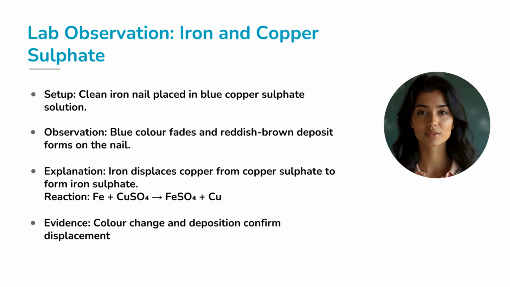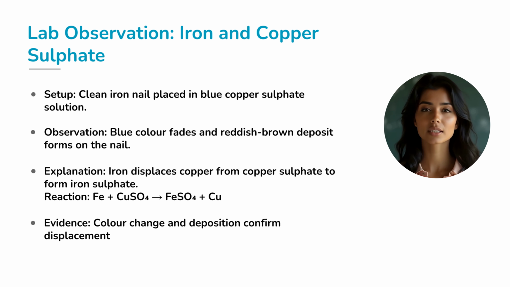Iron atoms are displacing copper ions from the solution to form FeSO4, while copper atoms settle on the nail. The balanced chemical reaction is Fe plus CuSO4 gives FeSO4 plus Cu. This reaction doesn't just teach us chemistry, it visually proves the power of the reactivity series. You'll see on screen a diagram showing this experiment, iron nail partially coated in copper and the changing solution color.